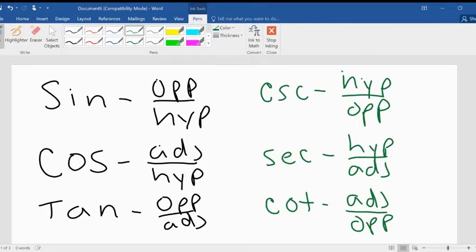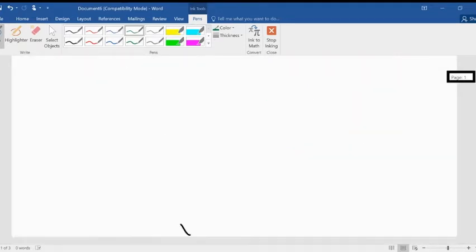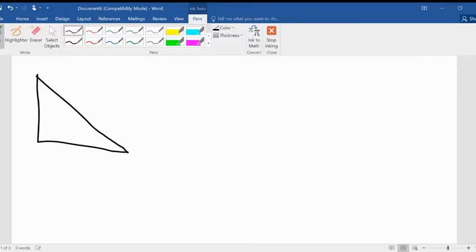So for example, say we have a triangle here, and let's say this is my angle, which is theta. I know it looks kind of rough, but again, bear with me. All right, so let's say the length of this side is 3, this side is 4, and this side is 5.